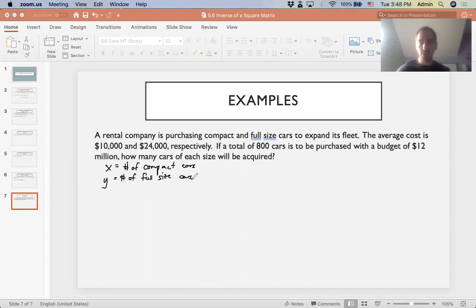Now, if we have two unknowns, we need two equations to be able to solve for them. So we need two different equations. We can talk about the number of cars. We know that we should have a total of 800 cars. So the number of compact cars plus the number of full-size cars should equal 800. And we know how much we have to spend and how much each one costs. The average cost of the compact car is $10,000. So if I multiply $10,000 times the number of compact cars plus $24,000 times the number of full-size cars, that should equal $12 million.